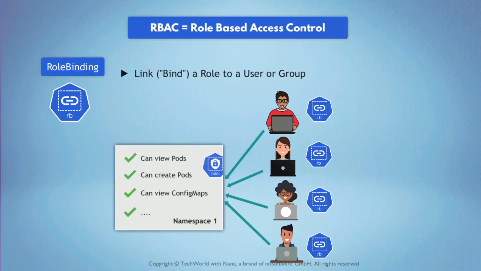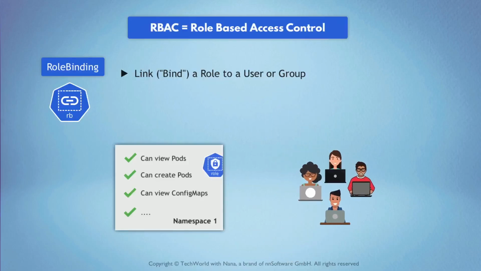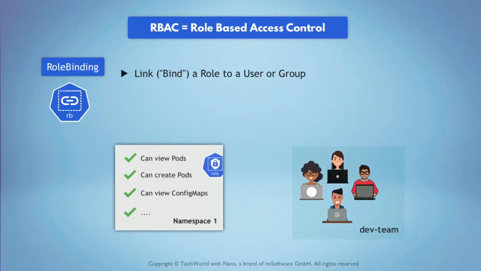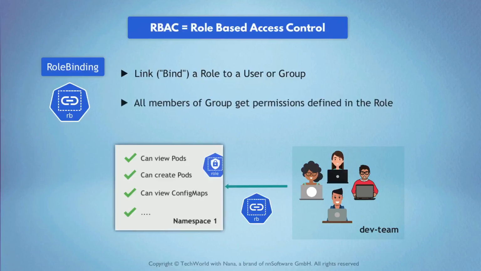But if you have 10 developers in a team that all need the same permission, you can instead create a dev team group with all the users and then bind the role to that group, instead of binding that to each user separately. And with role binding, all the members in this group will get the permission in the cluster to do whatever is defined in the role.